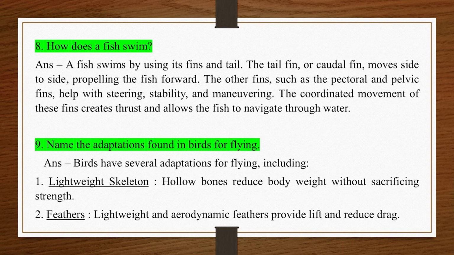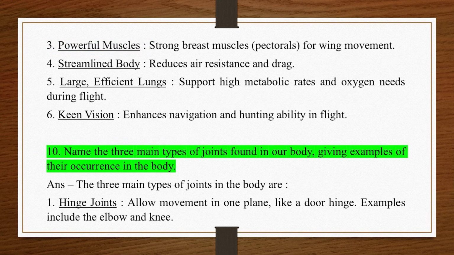9. Name the adaptations found in birds for flying. Answer: Birds have several adaptations for flying, including: 1. Lightweight skeleton. Hollow bones reduce body weight without sacrificing strength. 2. Feathers. Lightweight and aerodynamic feathers provide lift and reduce drag. 3. Powerful muscles. Strong breast muscles, the pectorals, for wing movement. 4. Streamlined body, which reduces air resistance and drag. 5. Large, efficient lungs, which support high metabolic rates and oxygen needs during flight. 6. Keen vision, which enhances navigation and hunting ability in flight.